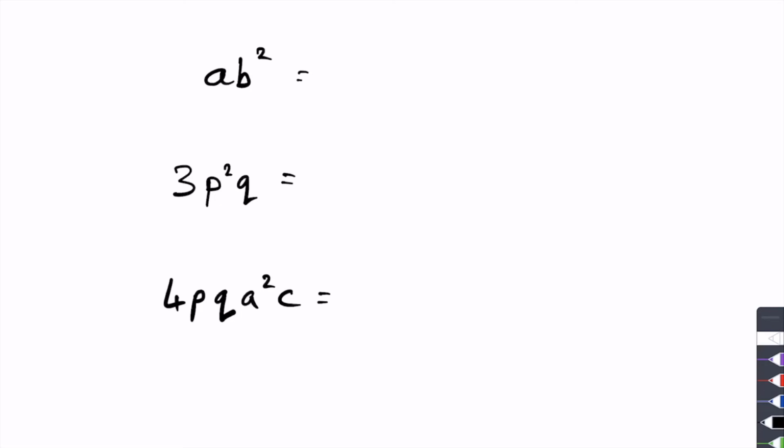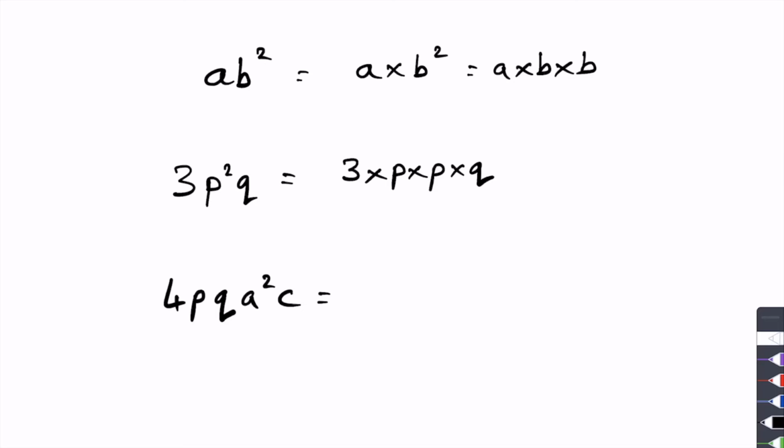Let's have a look at these and see what they actually mean. So we have ab squared for the first one, so we know that is a times b squared, which is the same as a times b times b. If we look at 3p squared q, that is 3 times p times p times q. And if we look at 4pq a squared c, that is simply 4 times p times q times a times a times c.